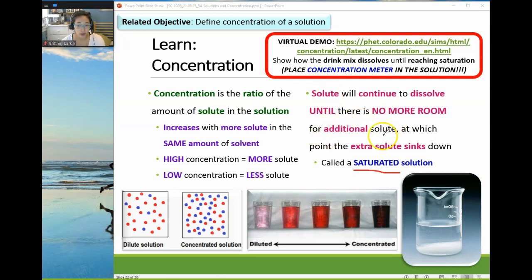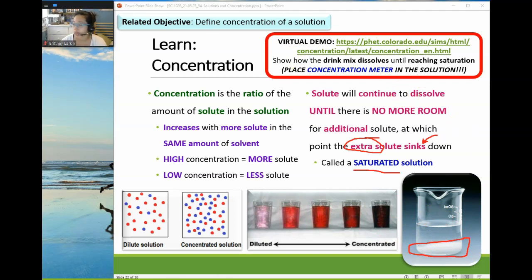If there's no more room for additional solute, then all that extra stuff is going to kind of sink down to the bottom. And you can see an example of this right here, right? You can actually see some additional solute right down here at the bottom that has not dissolved. So this right here again, up here then, is completely saturated. It has as much solute as possible in it.